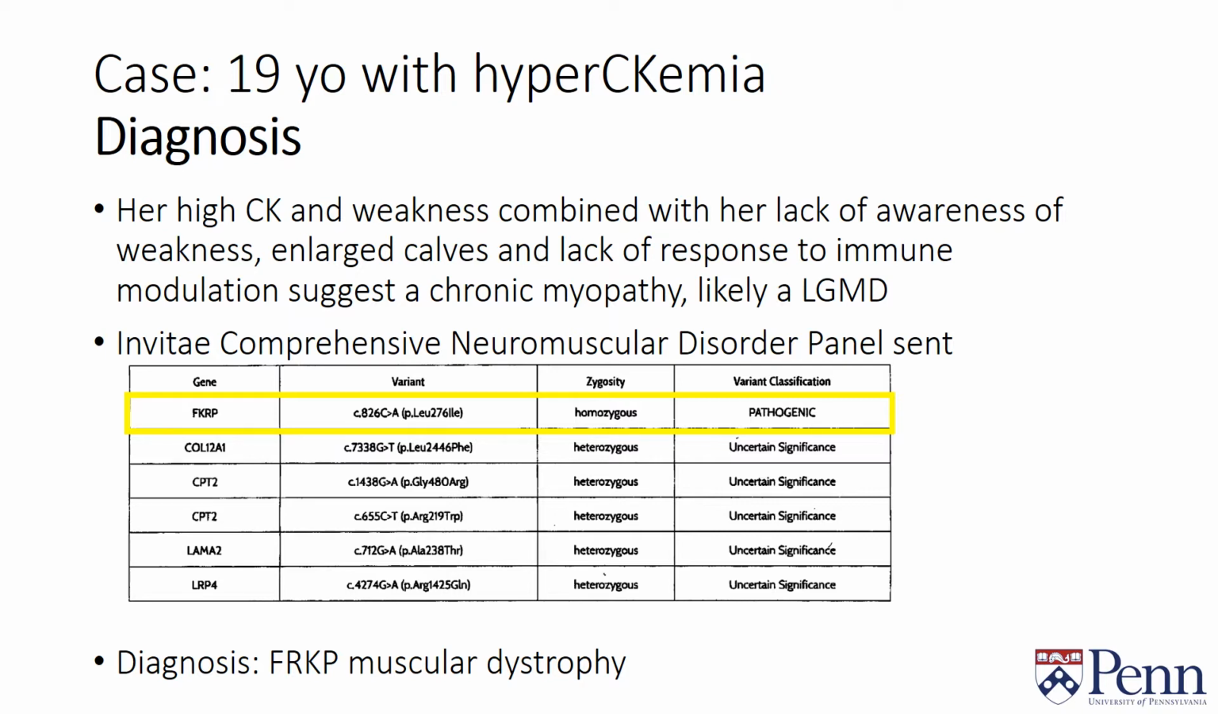So in this case, I sent a comprehensive neuromuscular disorder panel, which revealed a homozygous mutation in FKRP, which is a common cause of myopathy in Northern Europeans. And this fit her pattern pretty exactly. It tends to have a high CK, they can have enlarged calves and proximal weakness.